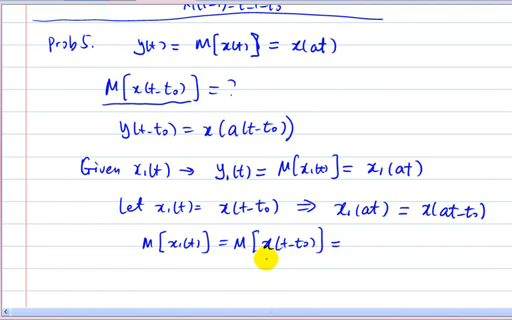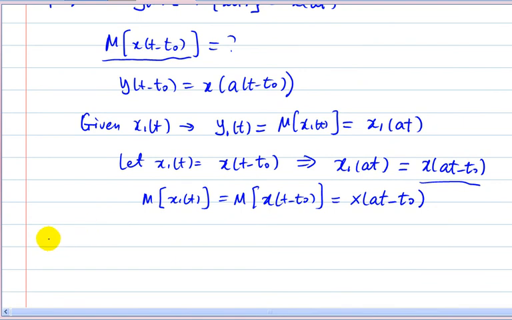Now you know the corresponding output corresponding to x of t minus t naught is this one here. So comparing both sides, it's definitely not the same, and that's a time varying system.